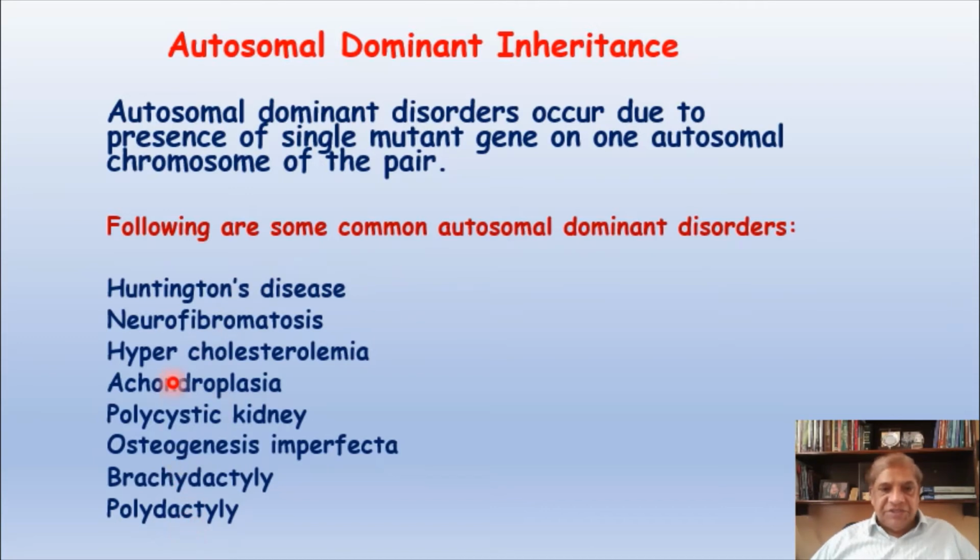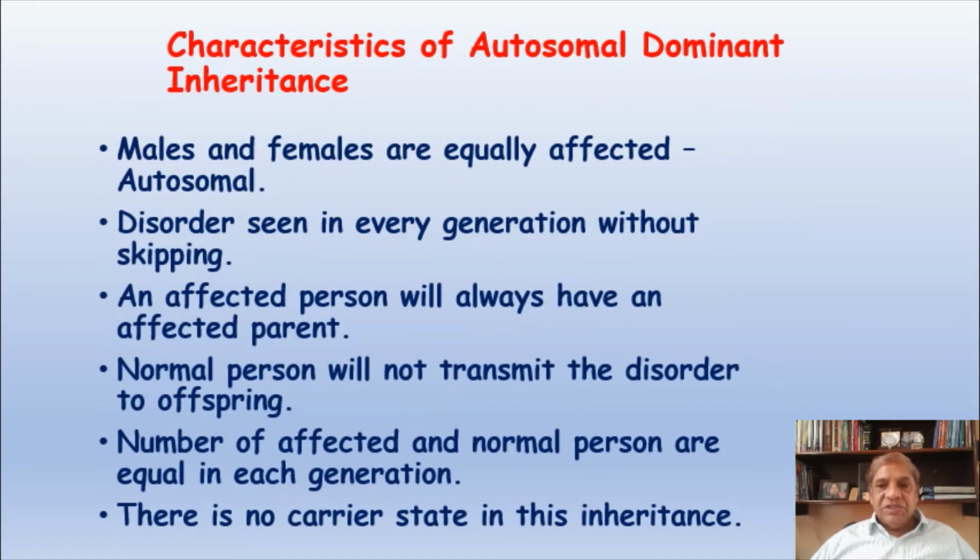Various genetic diseases are autosomal dominant in nature: Huntington's disease, that is Huntington's chorea, and neurofibromatosis. I'm going to tell you about this disease, though it is not in your course. There is only one disease from the autosomal dominant list which is in the course, achondroplasia. Then there are polycystic kidney, osteogenesis imperfecta, brachydactyly and polydactyly. I will not go into the details, and we will learn about two diseases from autosomal dominant inheritance, achondroplasia and neurofibromatosis.